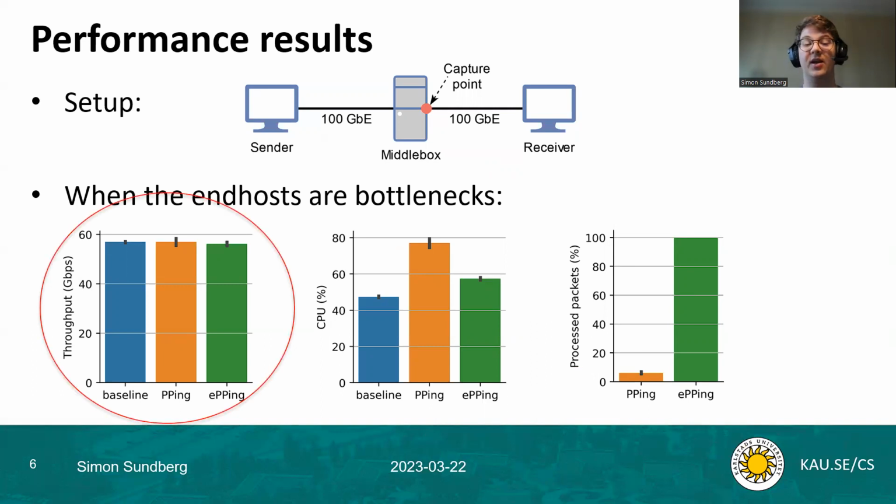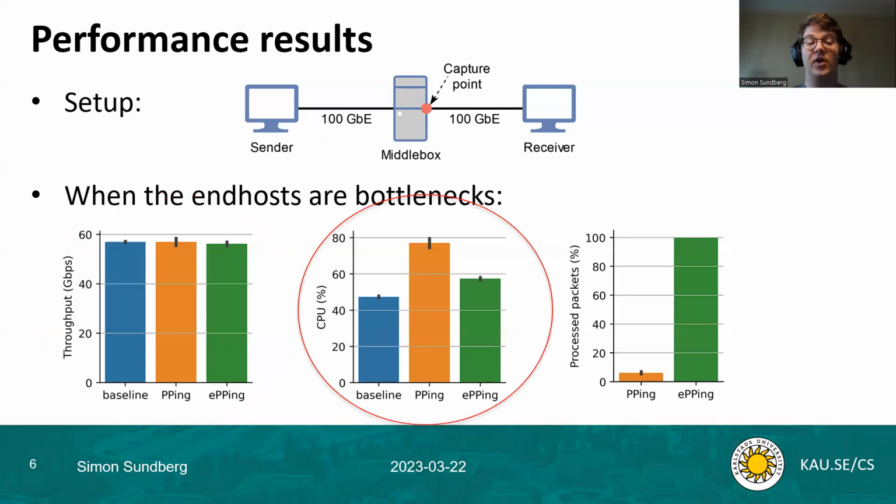So the results you see here are when we were running 10 concurrent iPerf3 flows, which was when we observed the highest throughput. And as you can see here, using passive monitoring didn't really have any impact on the throughput. It was roughly 55 gigabits per second, regardless of whether or not we were doing this passive monitoring.